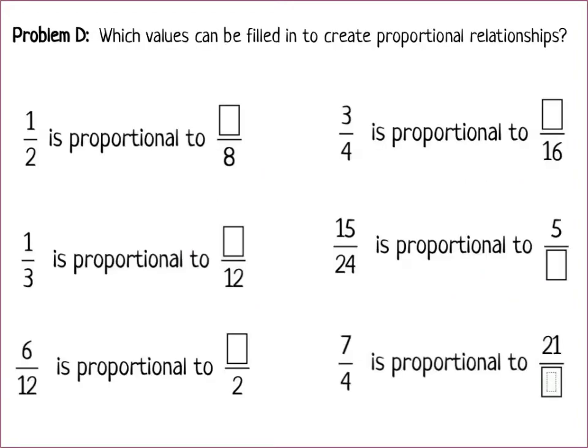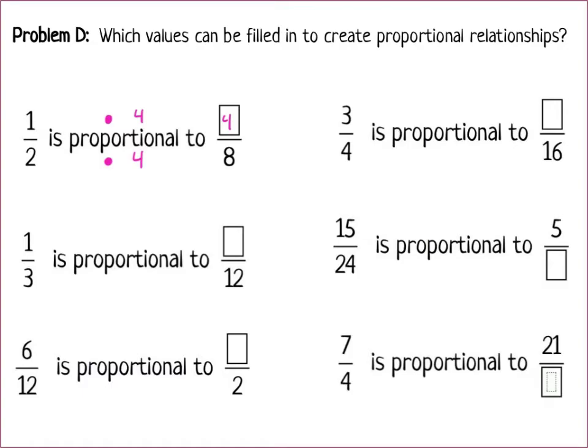Here in problem D, it says which values can be filled in to create a proportional relationship. So we need to figure out what's happening from one side to the other to figure out how to make something proportional. Looking at our first problem there, we have 1/2 is proportional to, we don't know, over 8. But we do know how we get from 2 to 8. To get from 2 to 8, I need to multiply by 4. So 2 times 4 would give me 8. So I need to do the same thing on the top of my proportion. So 1 times 4 is going to be 4. And that makes sense. 4 is half of 8.